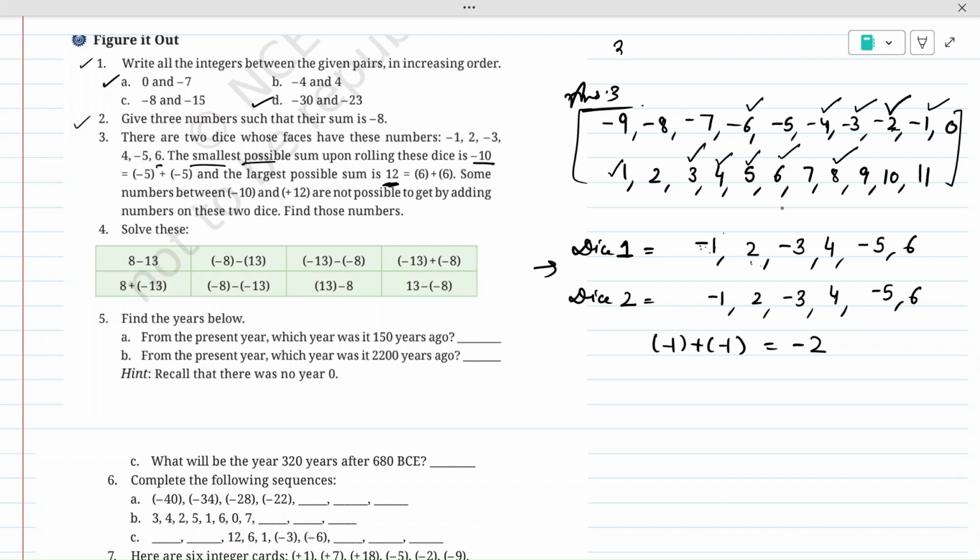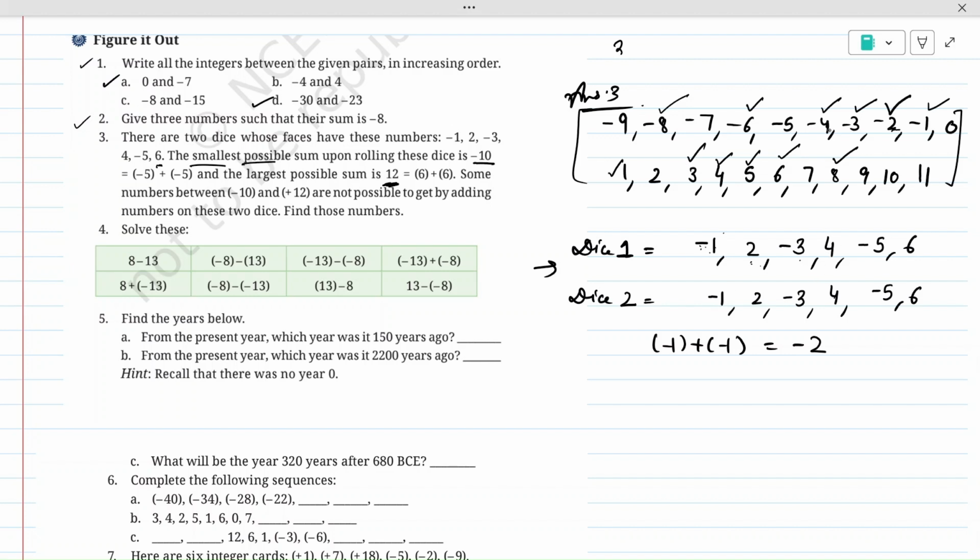We'll get minus 4, done. Minus 3 plus 2 is minus 1, done. Minus 3 minus 3 is minus 6. Minus 3 plus 4 is 1. Minus 3 minus 5 is minus 8. So this is also coming. And then minus 3 plus 6 will give us plus 3. Done. Similarly, we'll pick 4.